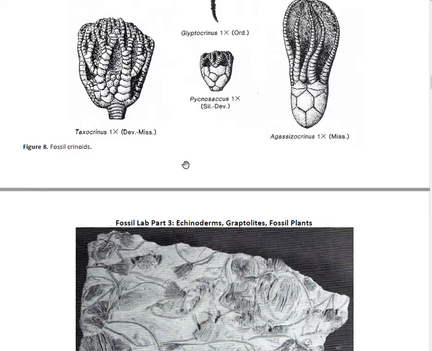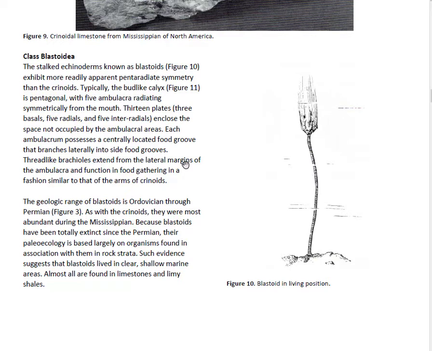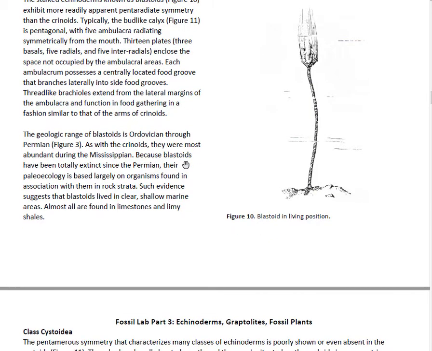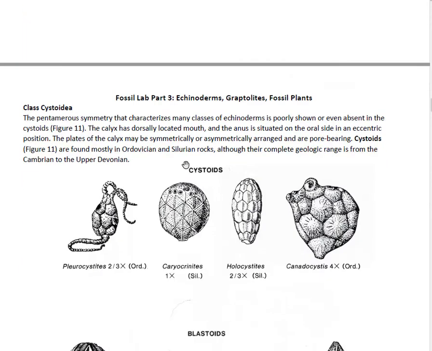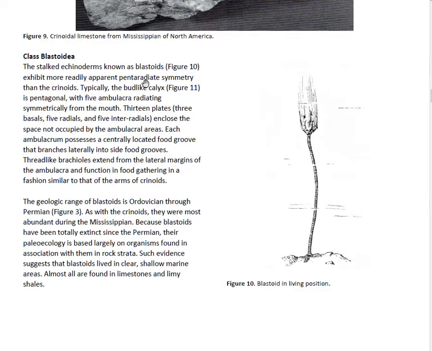All right, and so as we go along here, we get the blastoids. The blastoids are also very similar to the crinoids, except they have a little bit of different structure. Yeah, so it looks like they're going to have this more apparent pentaradiate, so in other words, that five-fold radial symmetry. It's more apparent in these blastoids.